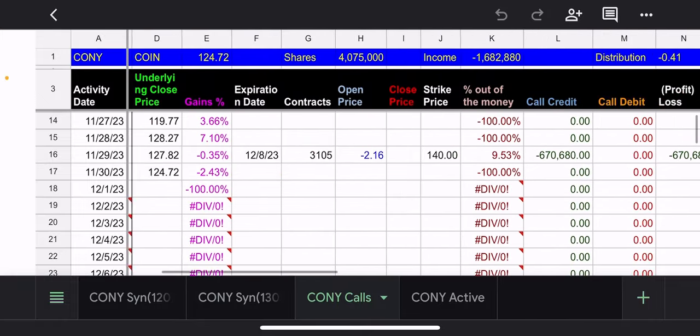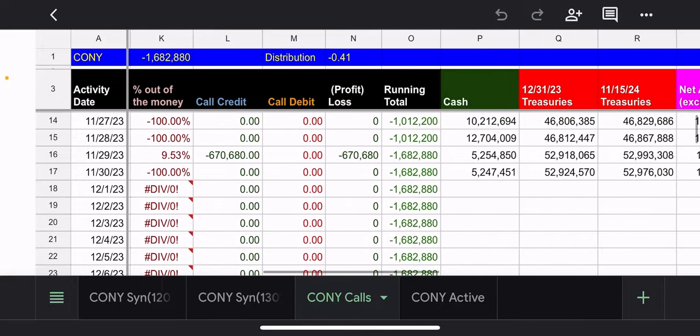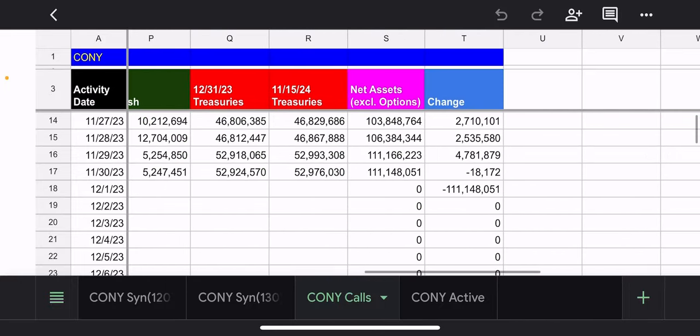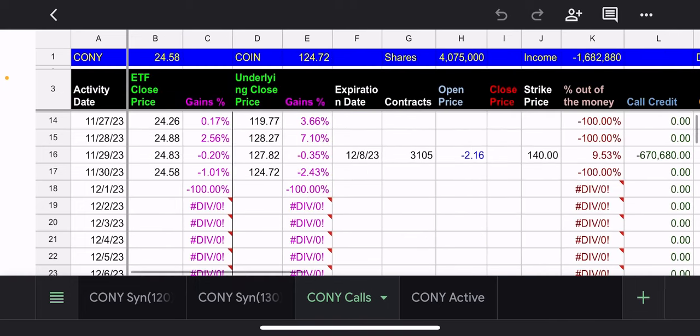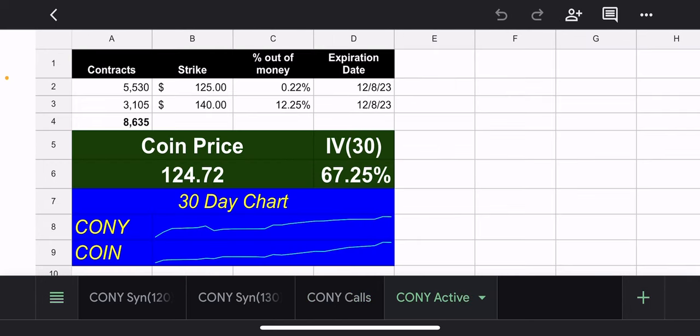nothing. Okay, that's great. Nothing new. Cash and treasuries went down 18,000. Again, pretty much nothing. Nothing to talk about. It's a very light day for TSLY and CONY.